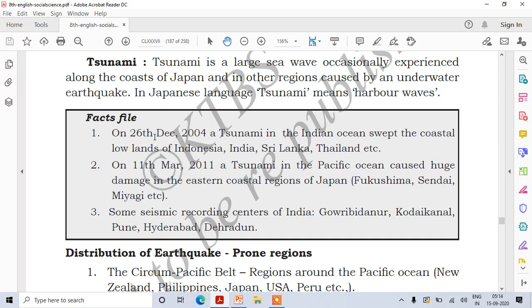Okay, these are some of the facts about the tsunami. On 26 December 2004, a tsunami in the Indian Ocean swept the coastal lowlands of Indonesia, India, Sri Lanka and Thailand, etc. On 11th March 2011, a tsunami in the Pacific Ocean caused huge damage in the eastern coastal region of Japan. Some seismic recording centers of India are present in these areas: Gori Bidanur, Kodai Canal, Pune, Hyderabad and Dehradun.